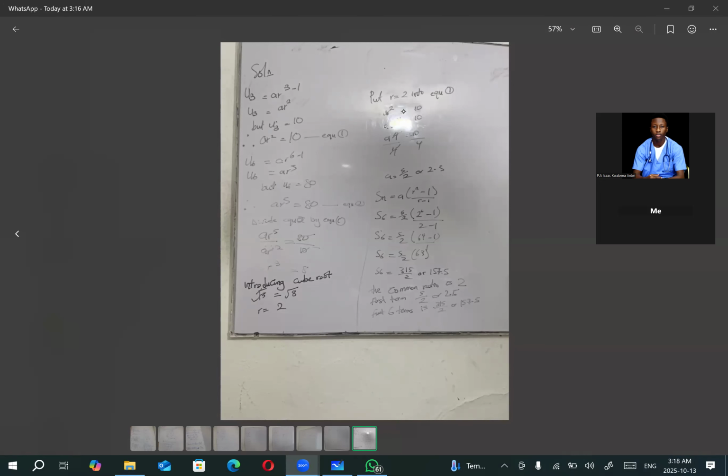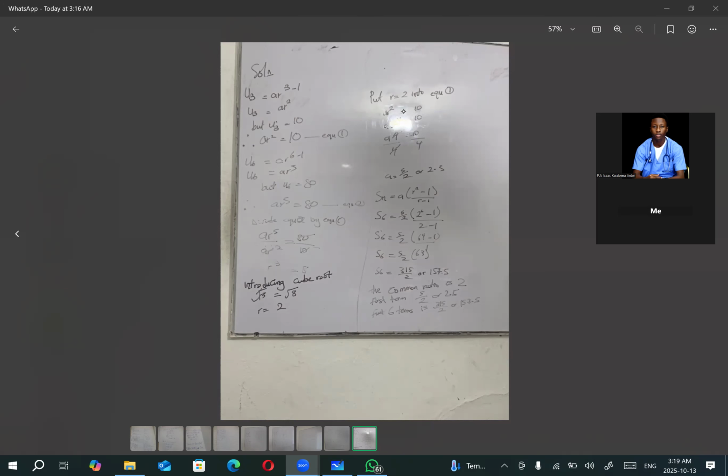Yes. All right. So U3 is equal to AR exponent 3 minus 1. U3 is equal to AR exponent 2. But U3 is equal to 10. In the question, they said the third term is 10. So now AR exponent 2 will no longer be equal to U3, but it will be equal to its replacement, which is 10.